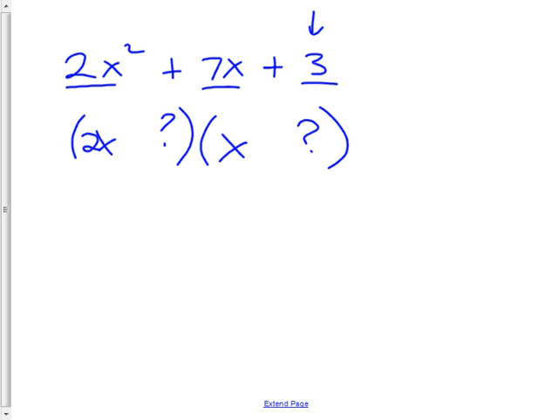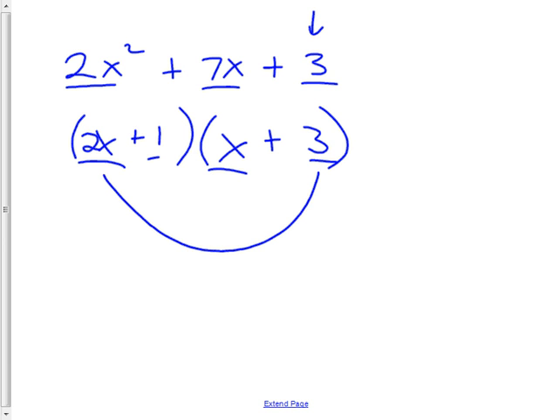Now, the trick is, is it 1 and 3 like this, or is it 1 and 3 like that? And you won't know that until you play around with it and figure out, is this right or not? So I'm going to try it like this. How do I check myself? With FOIL. You do the first, that makes 2x squared. You do the lasts, that makes 3. So far I'm good. It's always the outside and the inside one that get people. Outside is 6x, inside is 1x. Hey, it makes 7x. That must be right then.